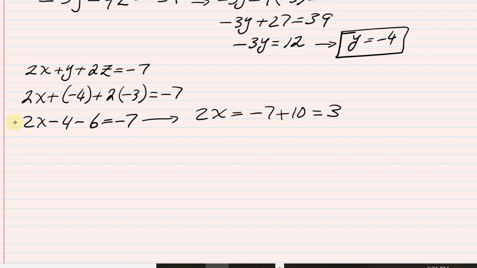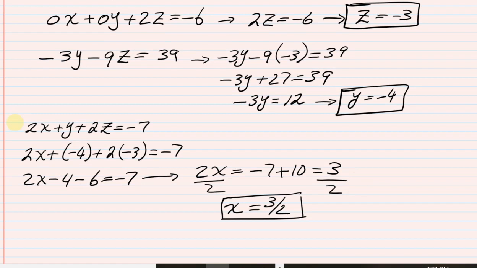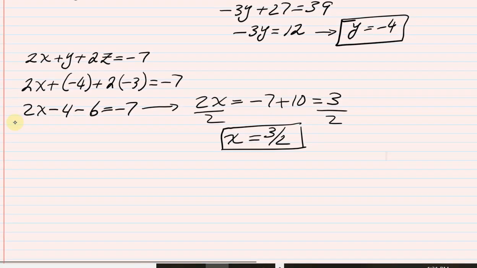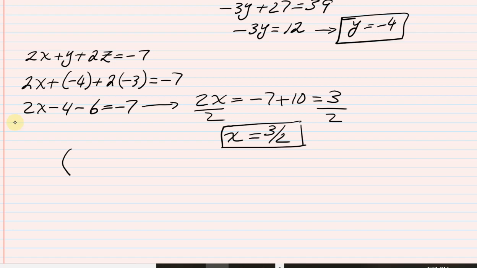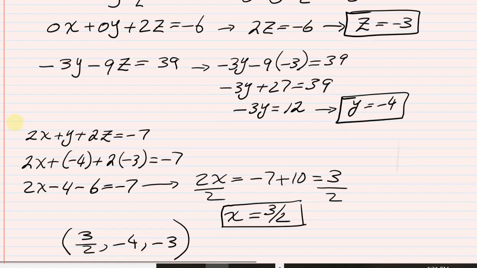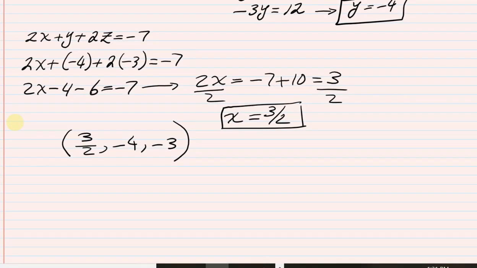That makes 3 here, right? And next step, we're going to divide both sides by 2. So x is going to become 3/2. And we have the full solution now, x, y, and z. You see that? X, y, and z. All three are solved. And now we can just write it as an ordered triple. And it's going to be the solution: 3/2, comma, -4, and -3. Right? That's what that was. And this is what the solution is.